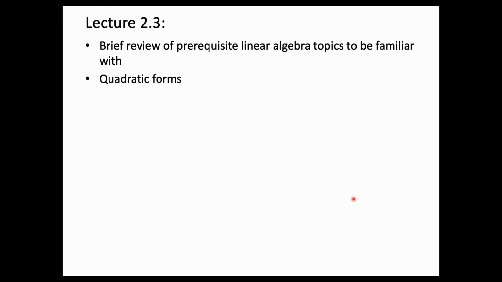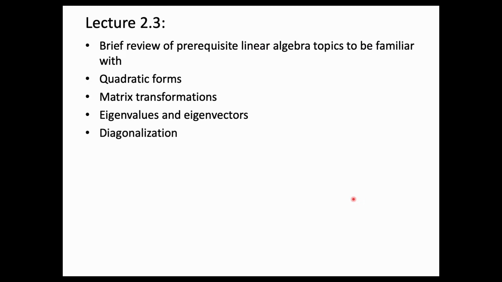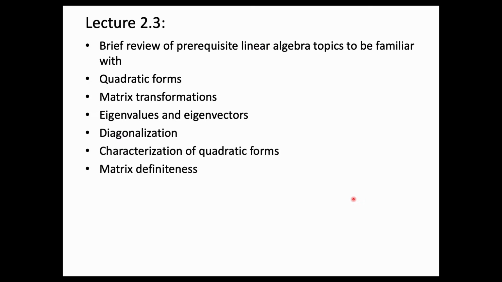Second, we're going to dig into this topic of quadratic forms. This is something that some of you may have seen before, but others of you may have not. We're going to touch briefly on matrix transformations, eigenvalues and eigenvectors, and specifically in a way that relates to what we need for a foundation of optimization. We're going to talk about diagonalization, characterization of quadratic forms, and then finally, matrix definiteness.